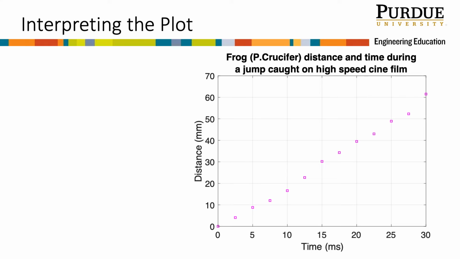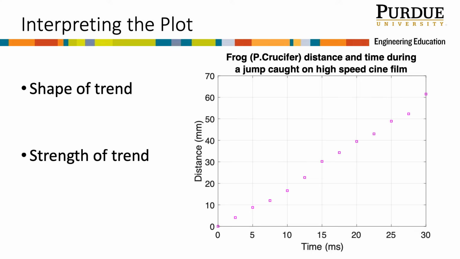Now that we have our plot, when the engineer goes to describe the data, the shape of the trend and the strength of the trend should be described in a way that points to things that can be seen in the plot. In this case, the relationship between distance and time in that first 30 milliseconds of the frog jump appears linear with the distance increasing over time. Because the data points fit quite closely to a line, the strength of the linear relationship appears to be quite strong.